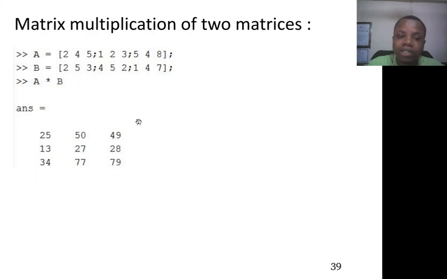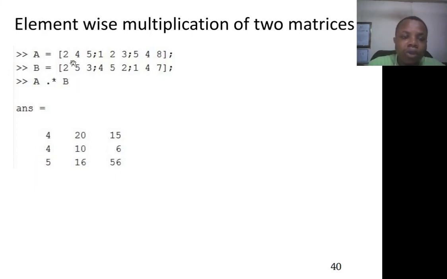This time we can just multiply it straightforwardly. We could also perform an element-wise multiplication. This will take the first entry in matrix A and multiply it with the first entry in matrix B. This one happens to be 2 times 2, which gives us 4. 4 times 5 gives us 20. This is just going to continue until it gets to the last one.